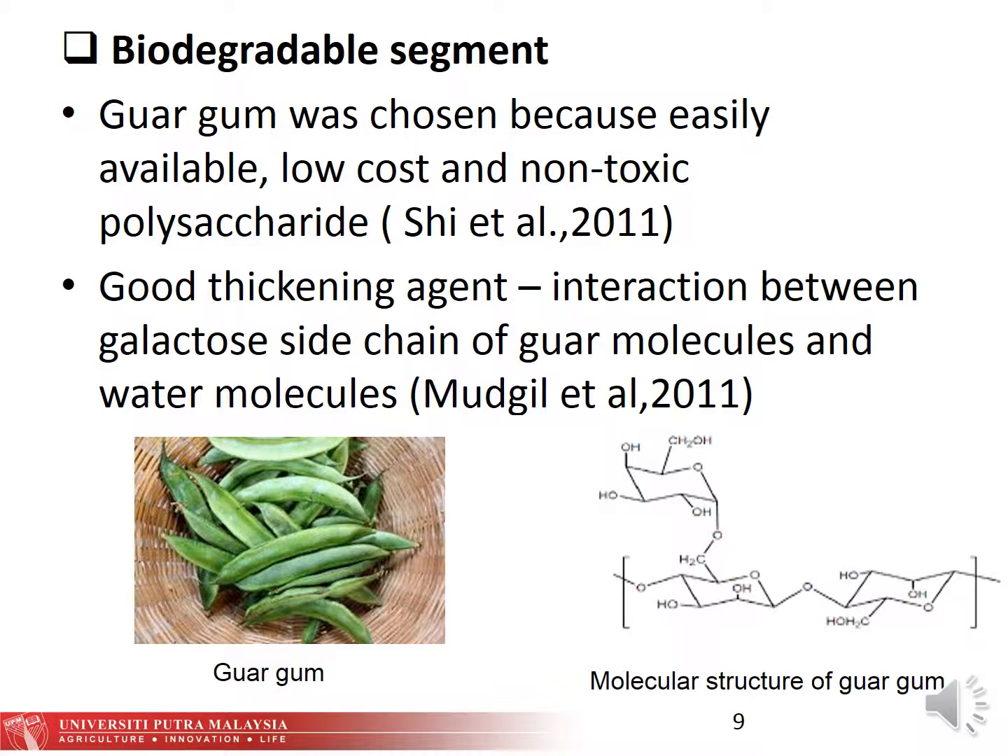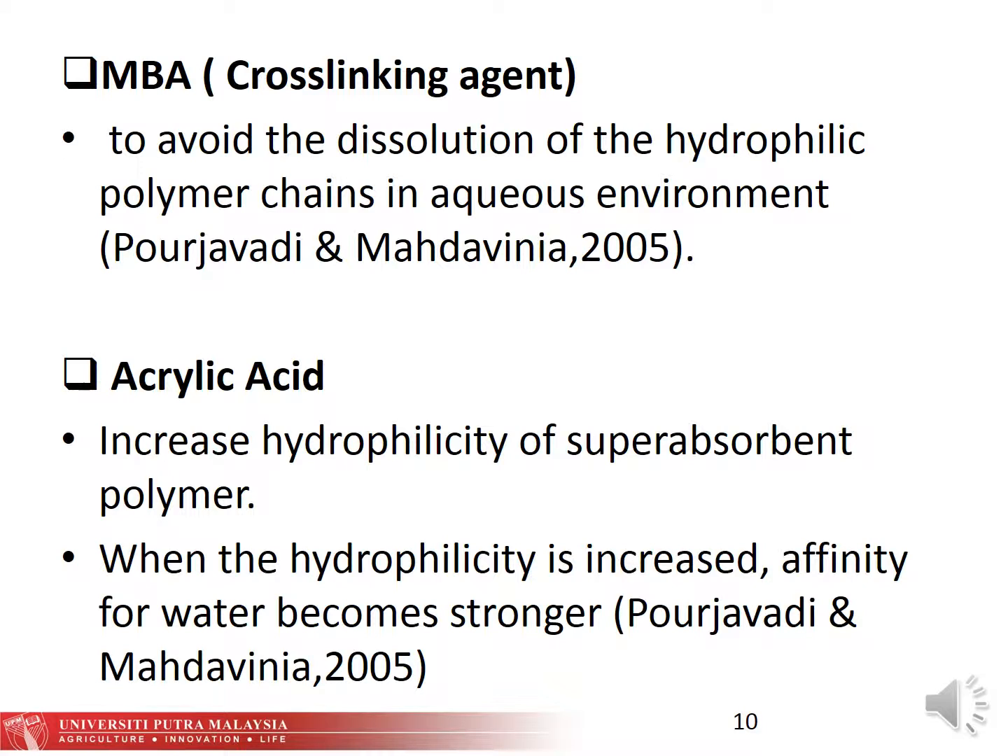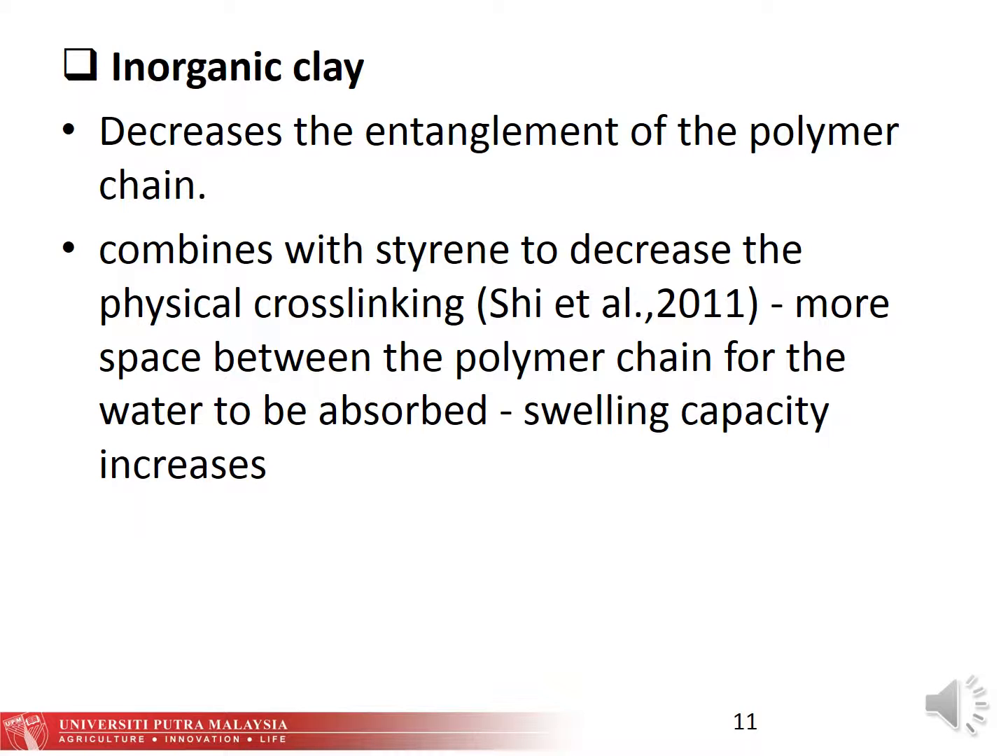For the biodegradable segment, guar gum was chosen because it's an easily available, low cost and non-toxic polysaccharide, and it is also a good thickening agent. MBA is used as the cross-linking agent to avoid the dissolution of hydrophilic polymer chain in aqueous environment, and acrylic acid is used to increase the hydrophilicity of SAP. When the hydrophilicity is increased, the affinity for water will become strong, and the inorganic clay will decrease the entanglement of the polymer chain, and it combines with the styrene to decrease the physical cross-linking, which will provide more space for the water to be absorbed, and this will increase the swelling capacity.